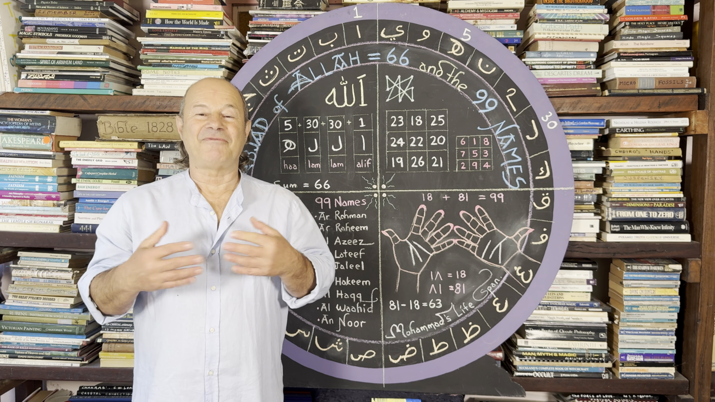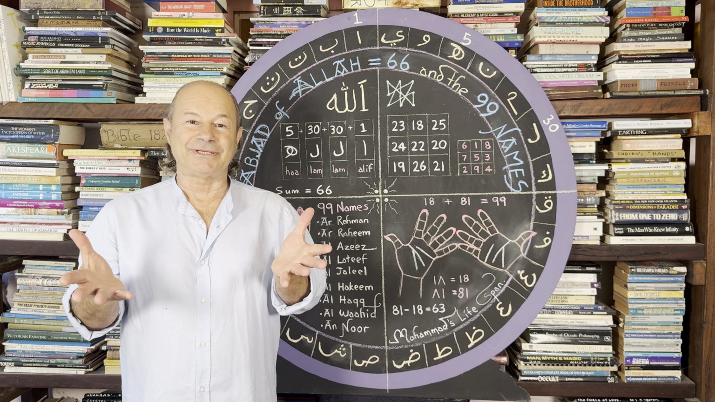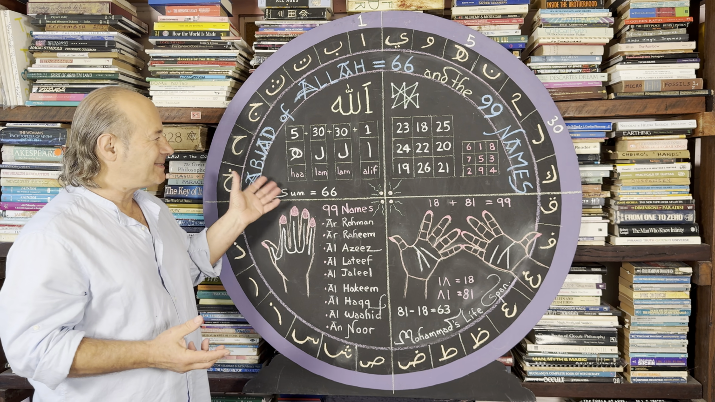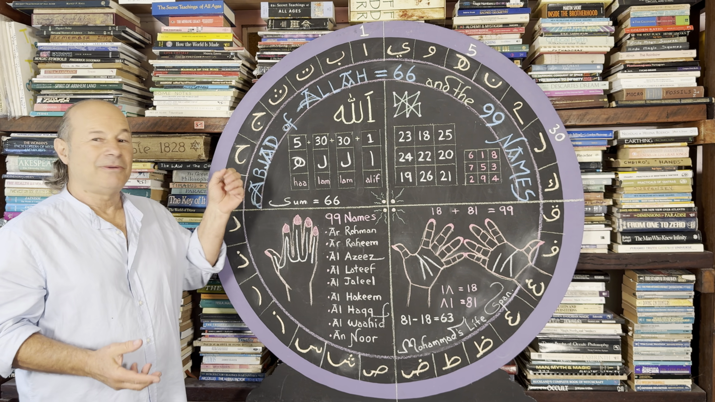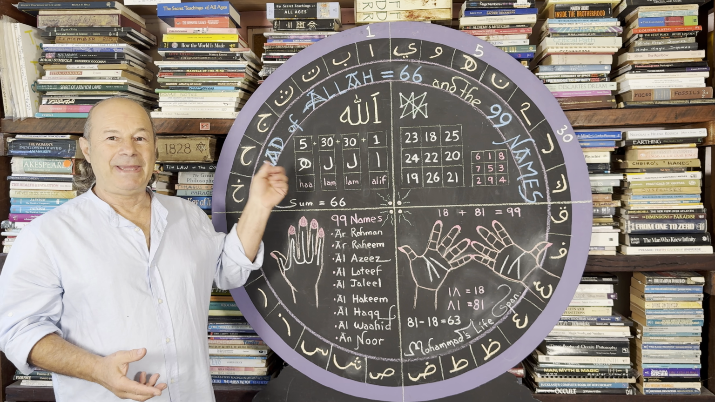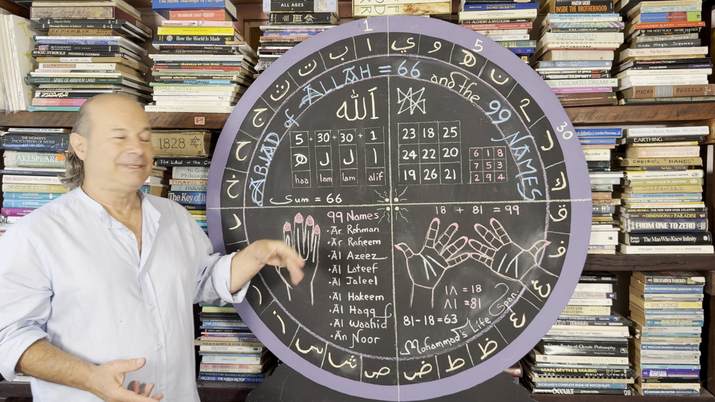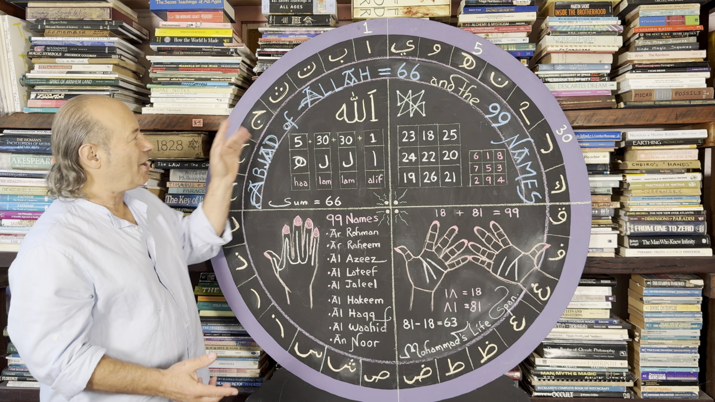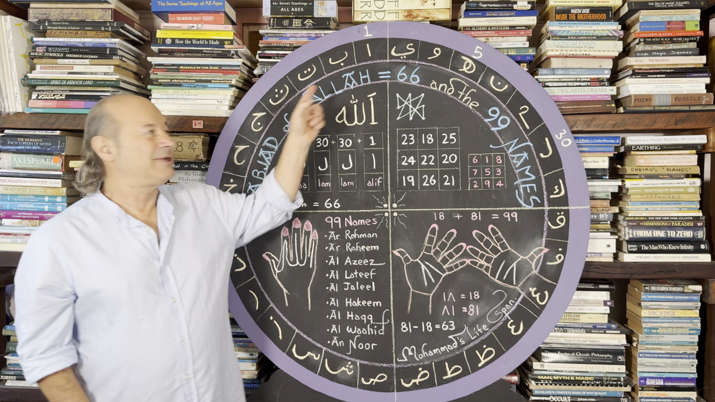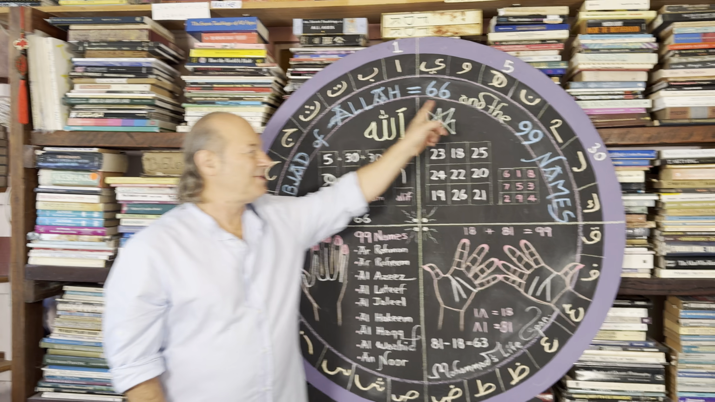In the spirit of my respect for all religions, I'd like to share with you some deeper insight into the esoteric meaning of the Islamic Muslim religion. There's some fantastic mathematics that's embedded since the birth of Muhammad. So first of all, the title of this one is called the Abjad. Abjad of Allah equals 66 and the 99 names.